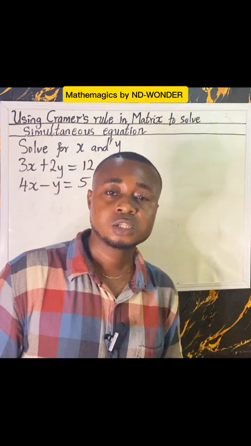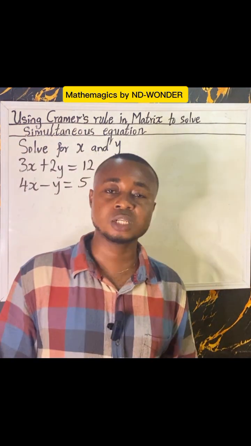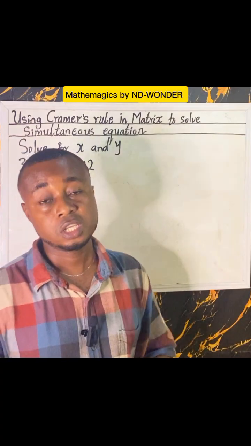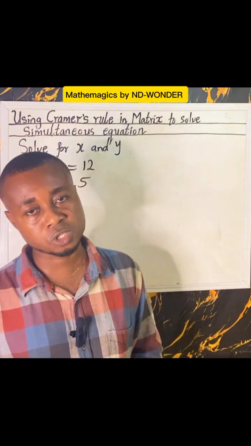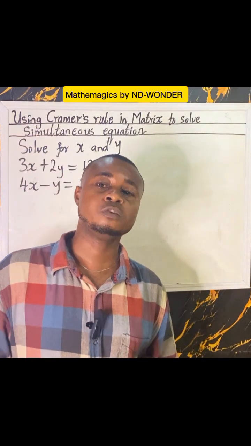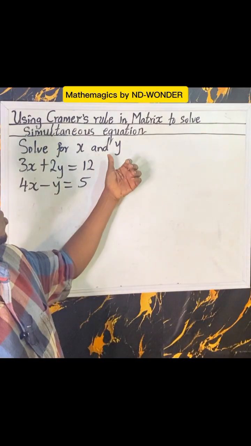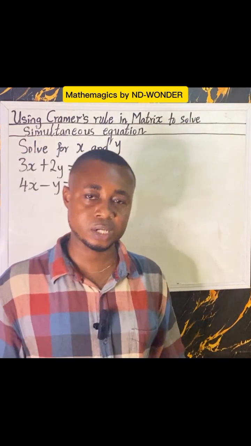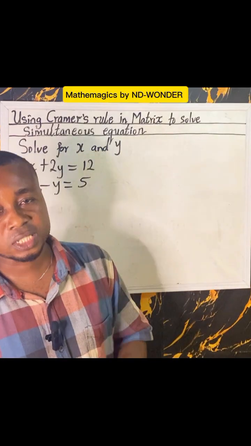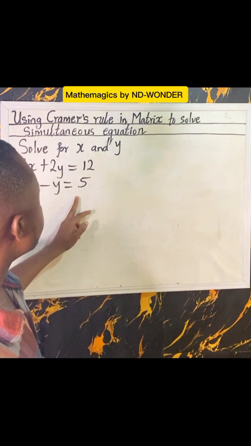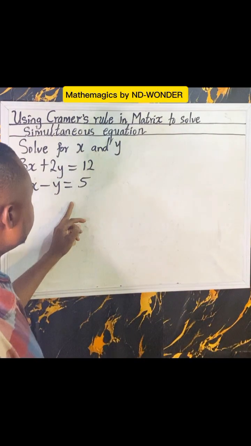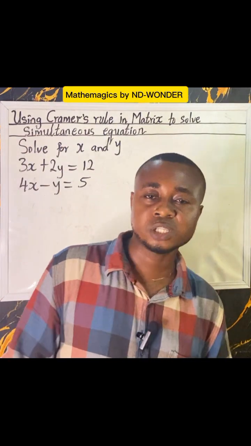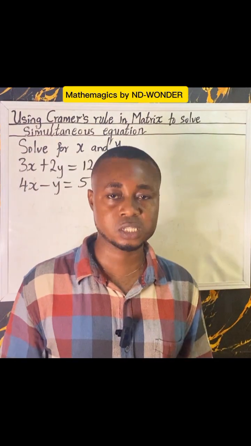Of course, simultaneous equations can be solved using elimination methods, even the graphical method, or the substitution method. But with the idea of matrix, we can also solve this using what? Cramer's rule. So at this point, I will use Cramer's rule to get this solution. Probably in subsequent videos, I'll also use the inverse method.